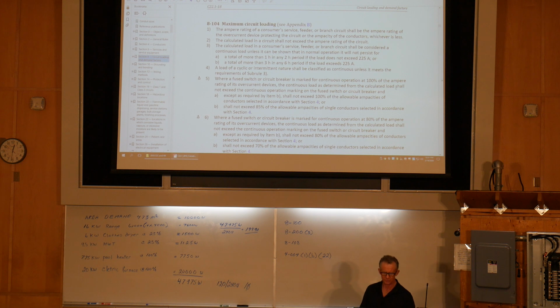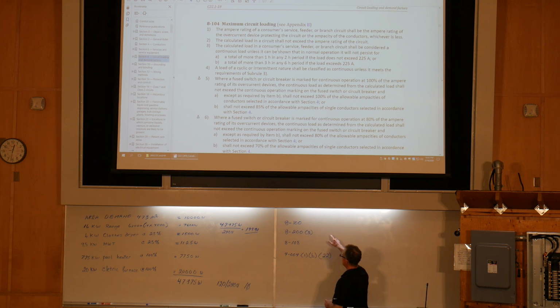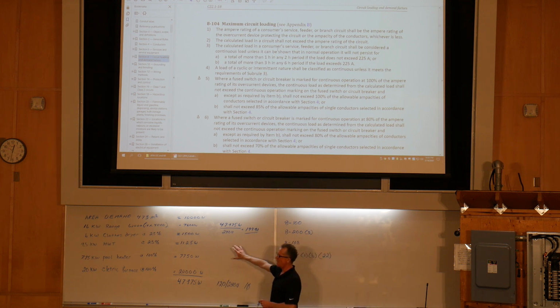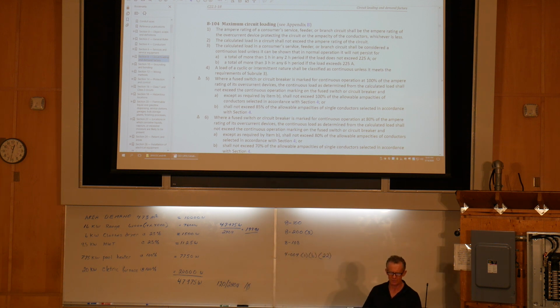Or the conductors. Then we have subrule 3 that says the calculated load in a consumer service feeder or branch circuit shall be considered a continuous load unless it can be shown that in normal operation it will not consist of the requirements in either A or B. Well, this tells me then that it is a continuous load. But let's go take a look at what 8-200 subrule 3 says about the calculation that you perform in the single family dwelling.